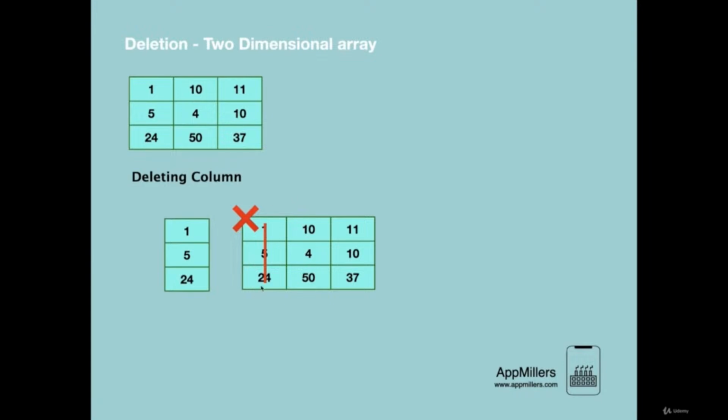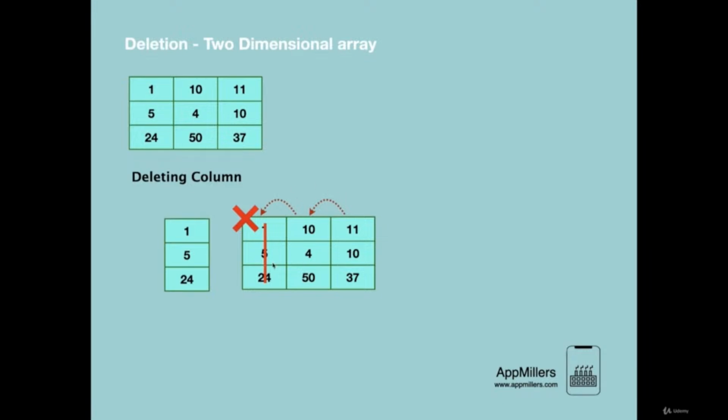To delete the first column from this array, we need to access this first column and delete its elements. So what will happen after deleting this column from here? This location will be empty. We cannot keep this location empty in a two-dimensional array. So this column over here has to move to the place of the deleted column, and this column over here has to move to this place. As you see, each column has to move one step left.